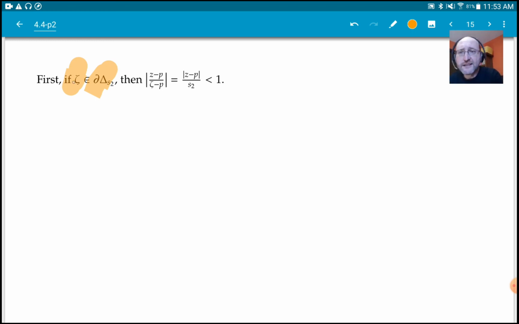In particular, if zeta is in the circle, then the distance between zeta and p is exactly S2. That's the point of it being a circle. And the distance between z and p is less than S2, because we're inside the annulus, so we're inside the bigger circle. So that means that this guy is strictly less than 1.